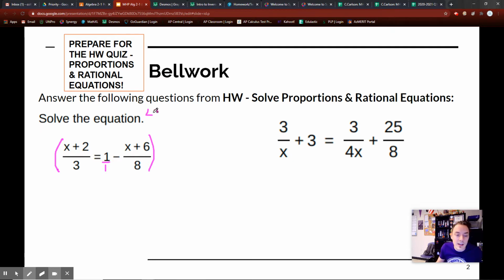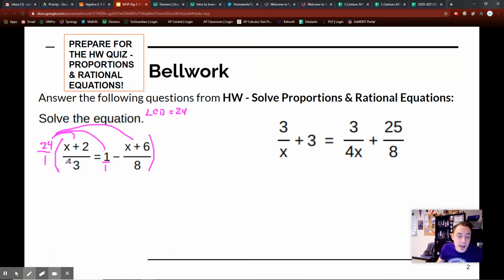What is my LCD here? My LCD should be 24. Again, if you don't know, you can just multiply 3 times 1 times 8. Just multiply them all together, and then you get 24. You multiply them all across.